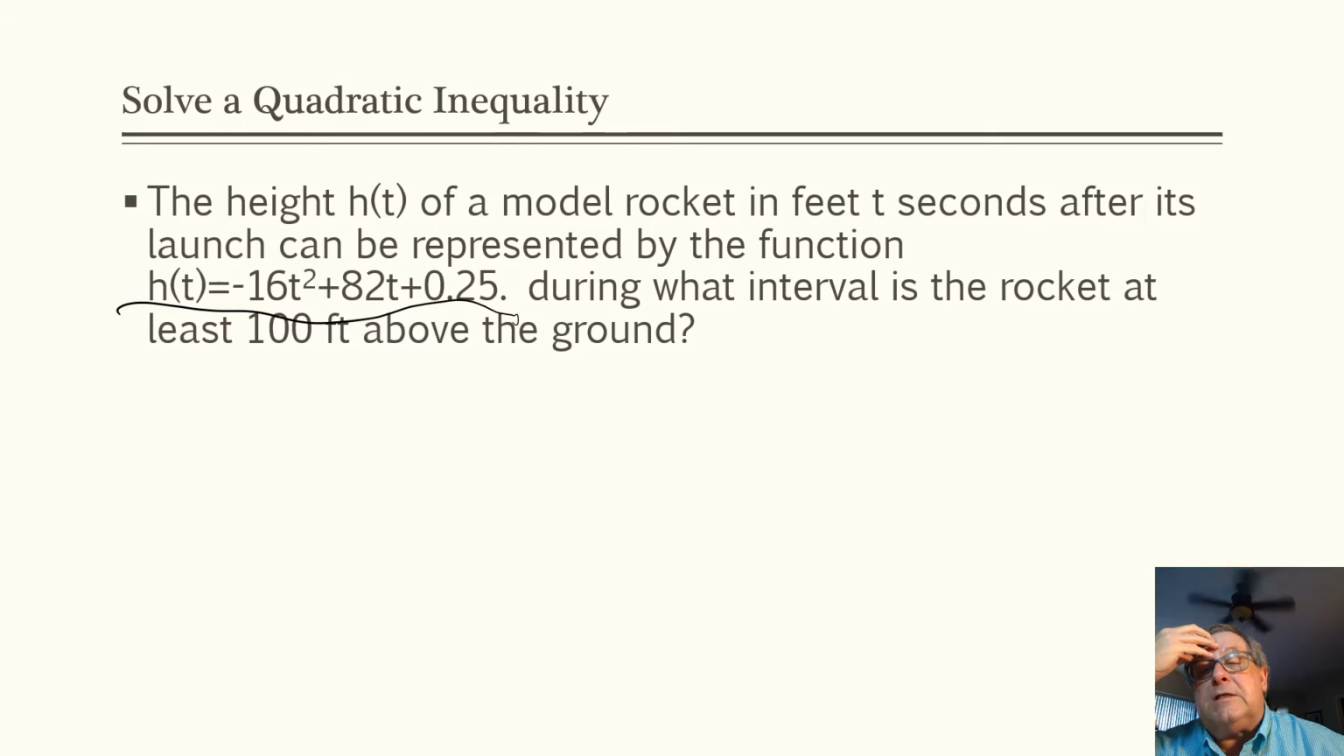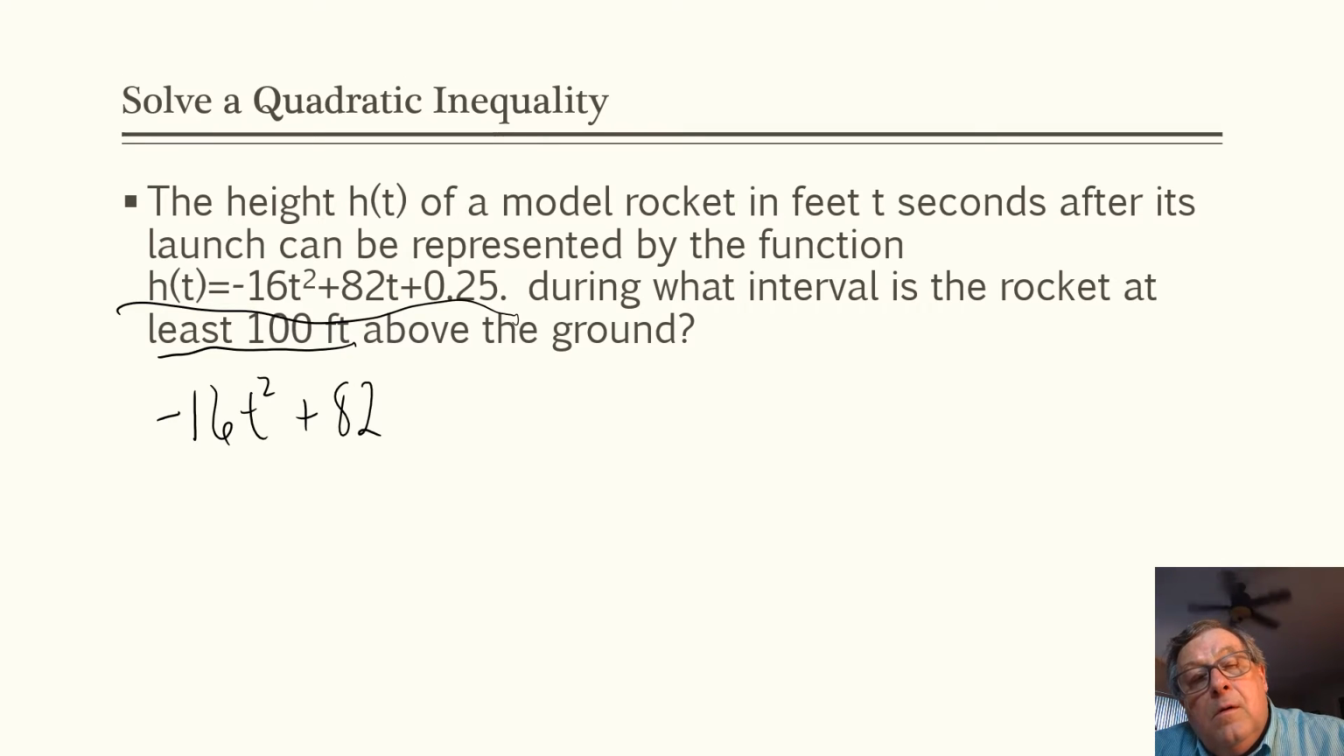During what interval is the rocket at least 100 feet above the ground? So in other words, once this rocket is launched, we're trying to figure out what's the interval in seconds that it's going to be 100 feet or greater? So let's write our function like this to begin with: negative 16t squared plus 82t plus 0.25. We want to know when it is greater than or equal to 100 feet.